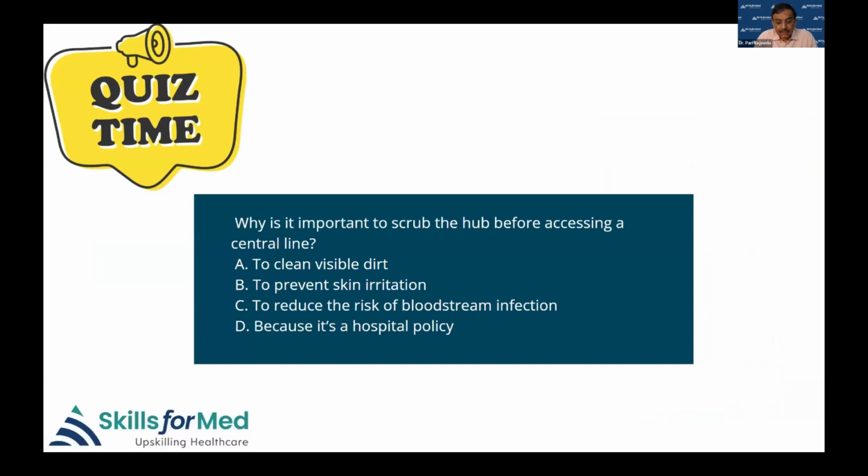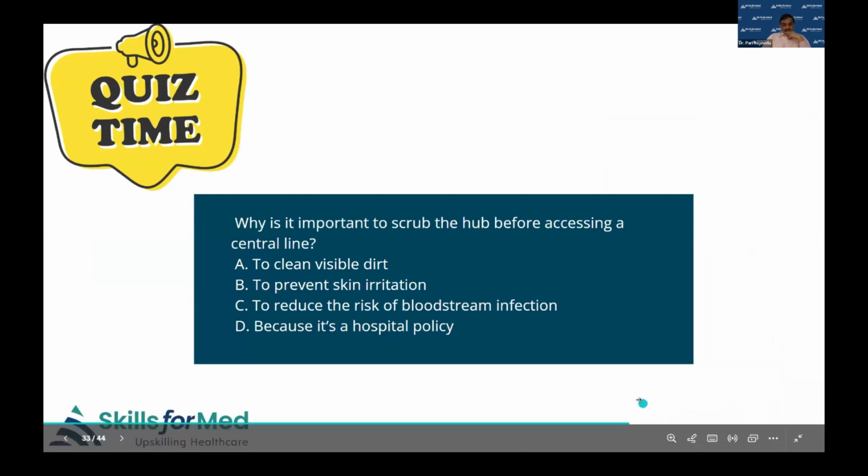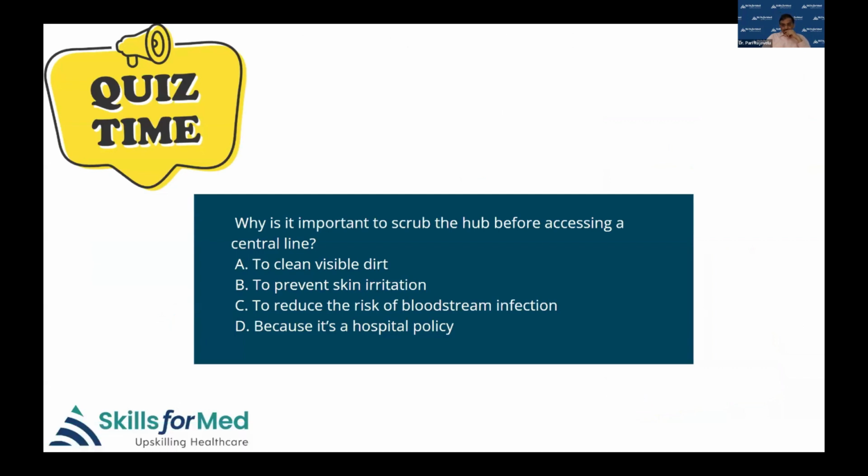So this is another question. This question is about why is it important to scrub the hub before accessing a central line? You have to tell me, out of these 4 options, which you consider important for scrubbing the hub before accessing the central line. So this is the why. You can drop your answers in the chat box.